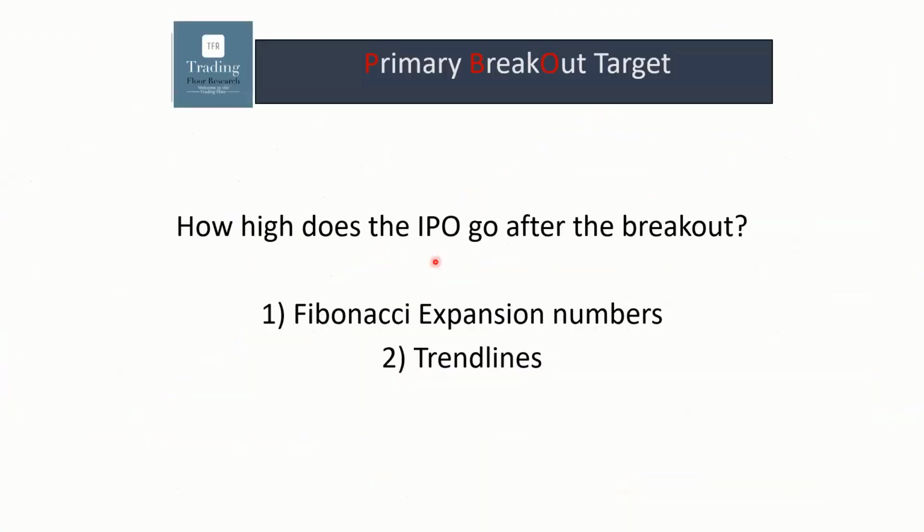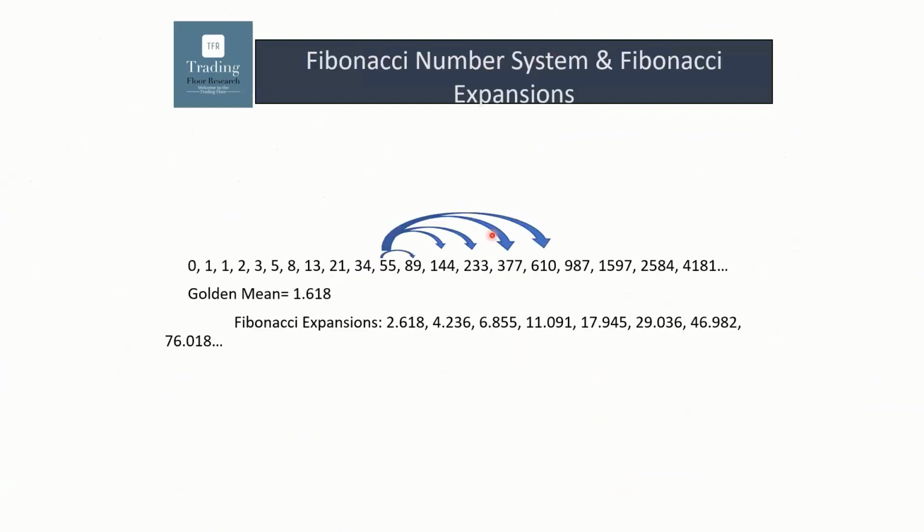And here we are. How high does an IPO go after the breakout? What I like to use is my Fibonacci expansion numbers and my trend lines, a nice combination of the two. Of course, I've done a Fibonacci webinar before, but for the expansion numbers from the Fibonacci number system, you can basically divide 89 by 55 and you get your golden mean. And you get your continual expansion numbers by taking 233 divided by 55. That's going to give you 4.236, on and on, all the way up with your expansion numbers.